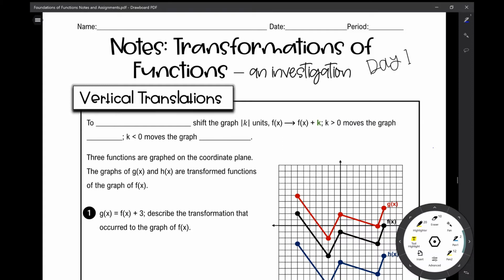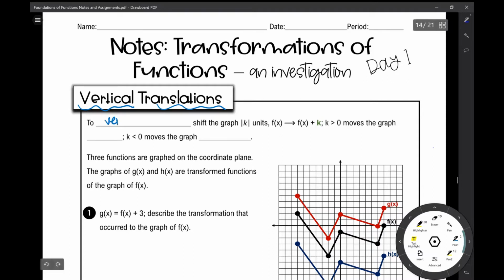Let's get started on today's notes over transformations of functions. This is day one of your transformations topic, and today is more of an investigation as we go through these transformations. The first transformation we're going to talk about is a vertical translation. What's a translation? It is a shift in the graph. We are taking the whole graph and we're just moving it up, down, left, or right.